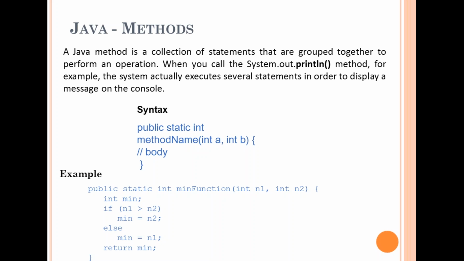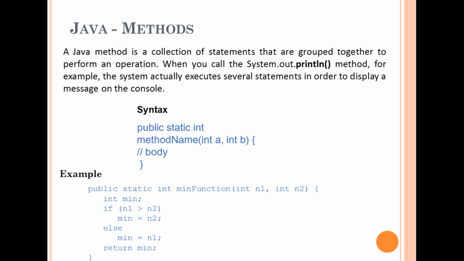Creating a method. Consider the following example to explain the syntax of a method. public static int methodName(int a, int b) and the rest is the body. Here, public static is a modifier, int is the return type, methodName is the name of the method. a and b are formal parameters. int a, int b are the list of parameters.